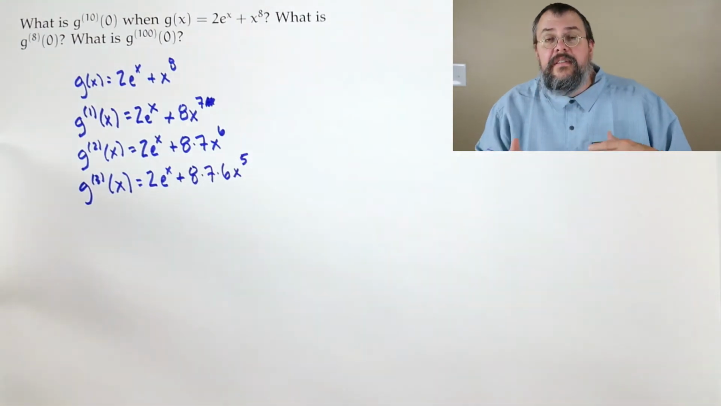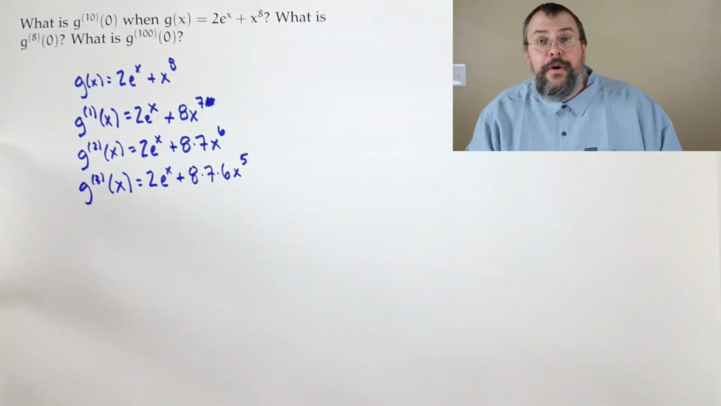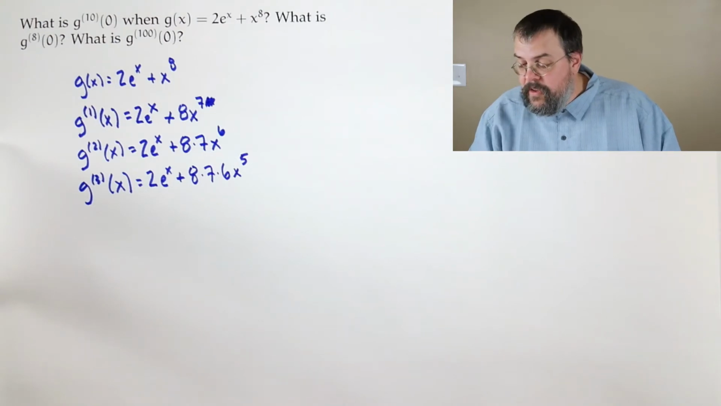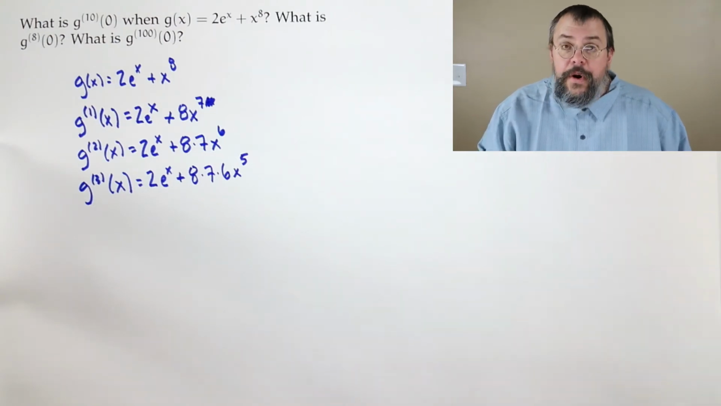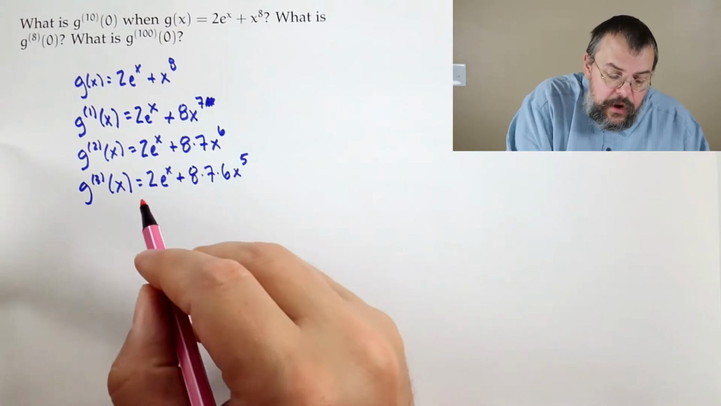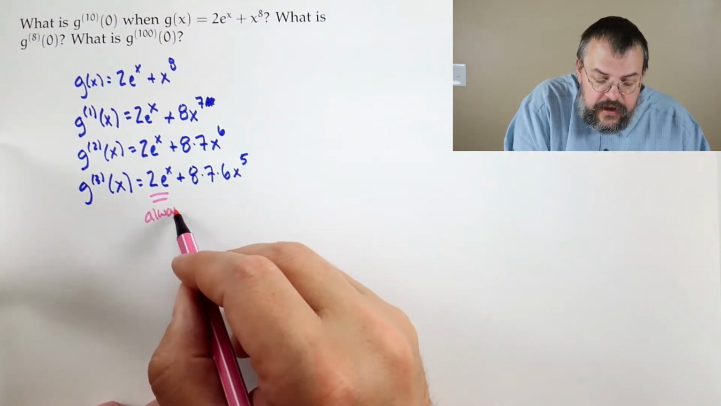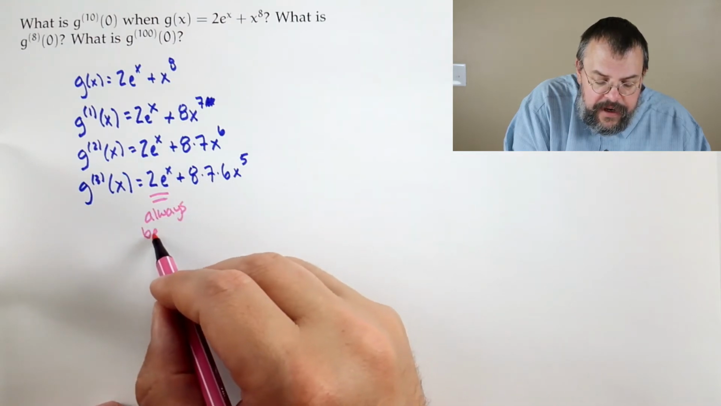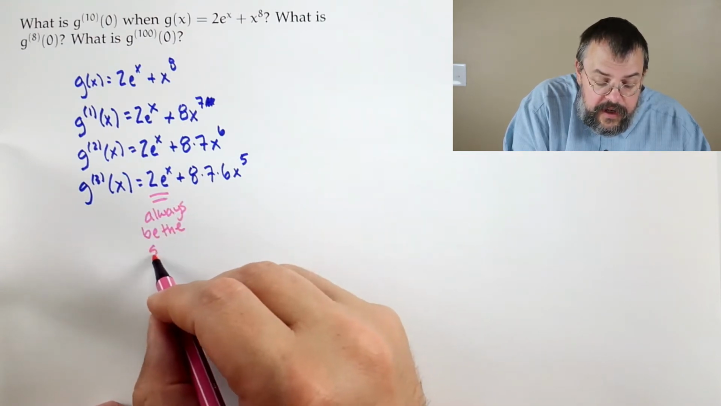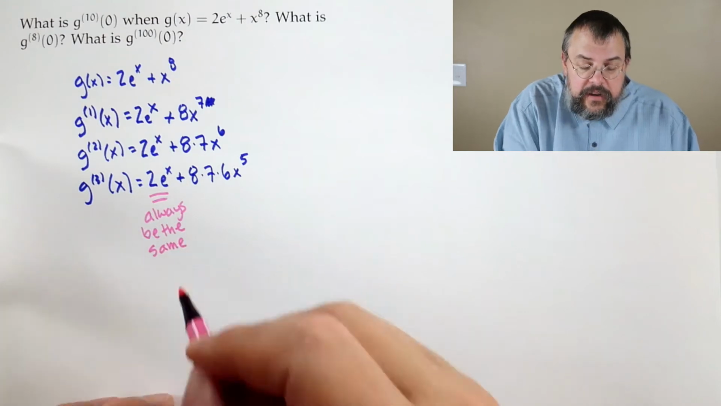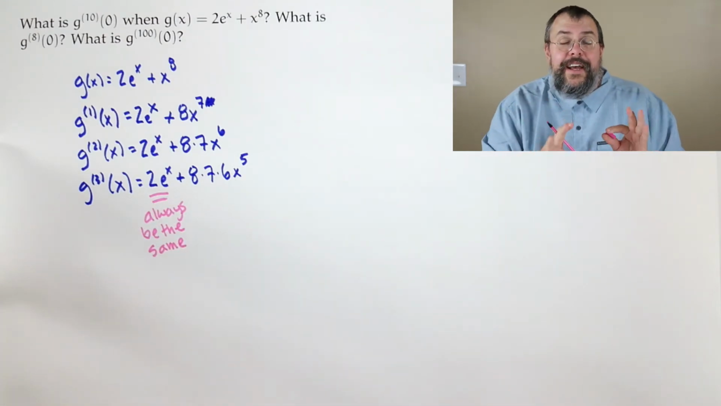Leave them as their pieces. And now we start to see what's happening. So let's go ahead and make things explicit. We know this part will always be the same. It doesn't change. Doesn't matter how many derivatives we take, it's always going to be 2 times e to the x. All right, so we know how to handle that part.